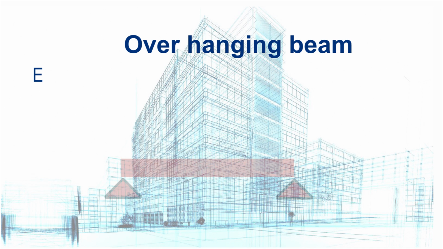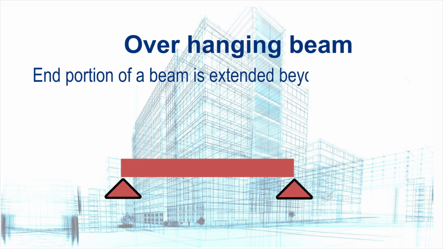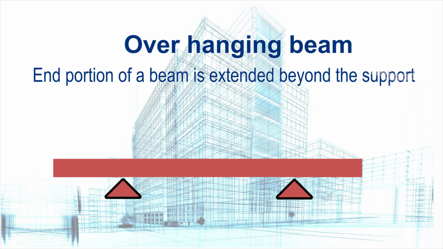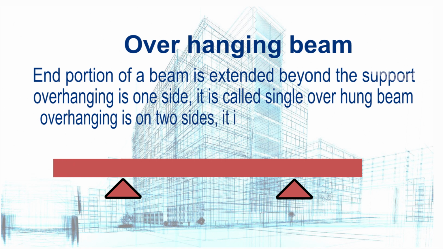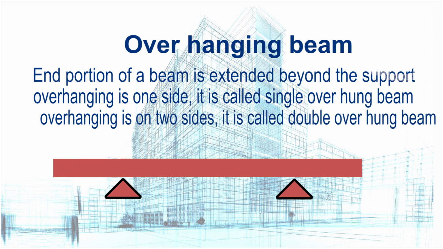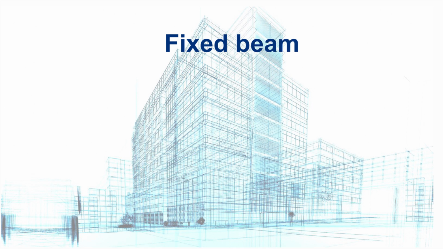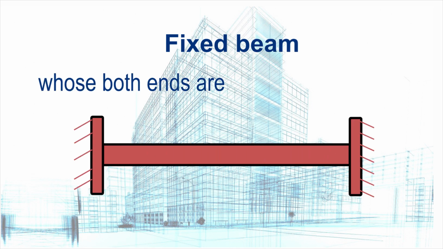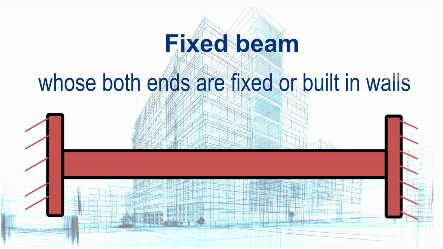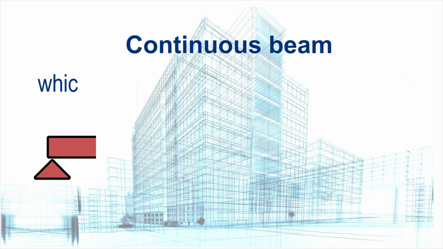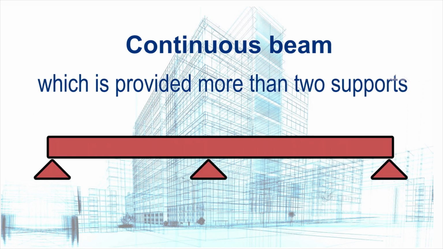Overhanging beam. If the end of the portion of the beam is extended beyond the support, such beam is known as overhanging beam. If overhanging is one side, it is called single overhang beam. And if overhanging is on the two sides, it is called double overhang beam. Fixed beam. A beam whose both ends are fixed or built in walls is known as fixed beam. Continuous beam. A beam which is provided more than 2 supports is known as continuous beam.